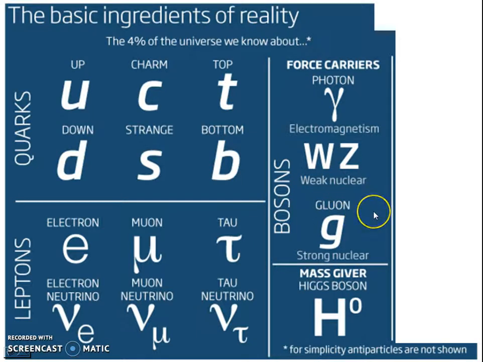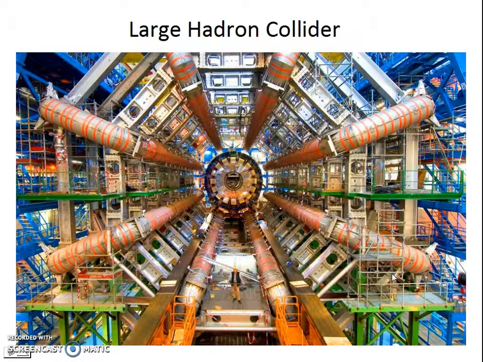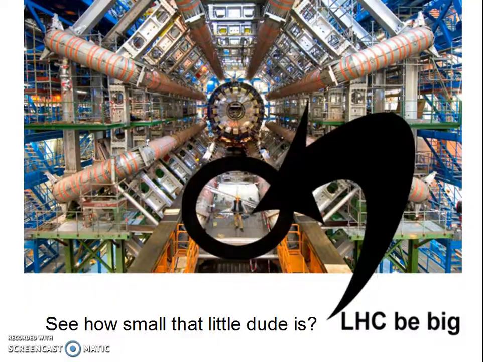There's the gluon, which transmits information for the strong nuclear force. And then, most recently, we've discovered the Higgs boson, which is what we think gives things mass. Now, this was discovered with the Large Hadron Collider. Here's an image of the Large Hadron Collider, shown head-on. Yeah, this is a very, very large object.